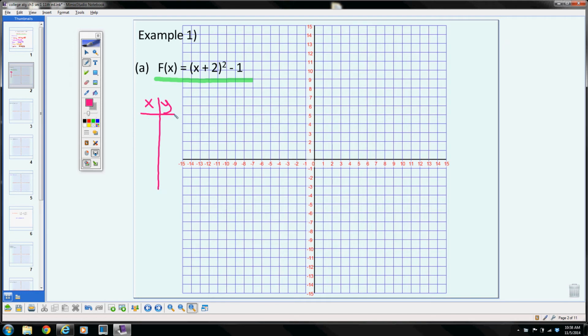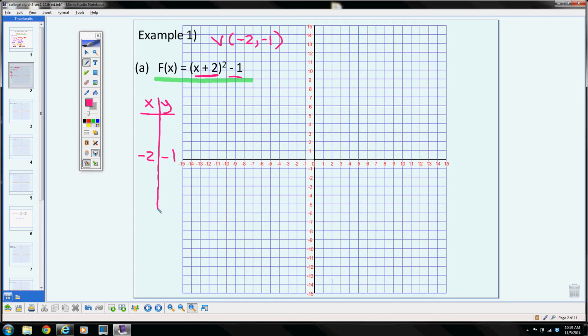Now the first thing I want to do is pick out the vertex. If I go up here to the equation, in parentheses with the x is a positive 2. So I'm going to take that out and make it a negative 2. On the end is a negative 1. That means my y value for my vertex is a negative 1. Now on my XY chart in the middle, I'm going to put negative 2, negative 1. I want that point to be in the middle.